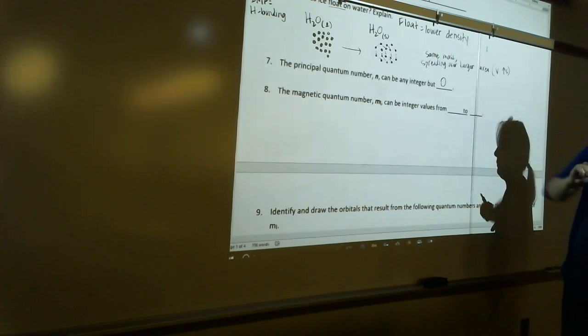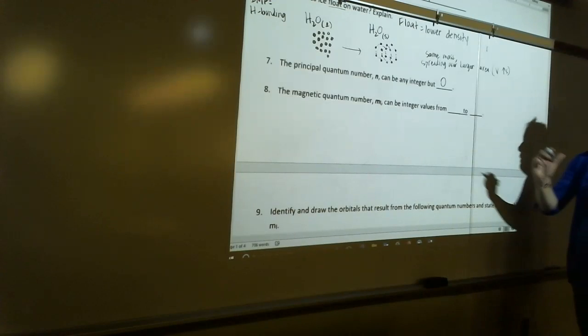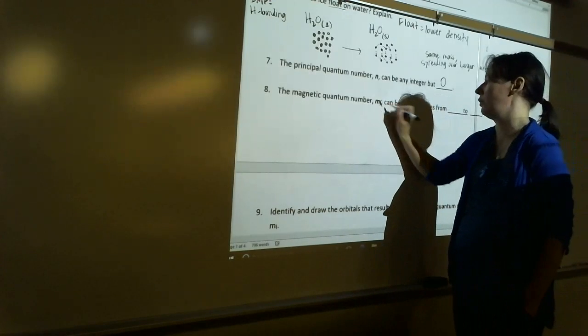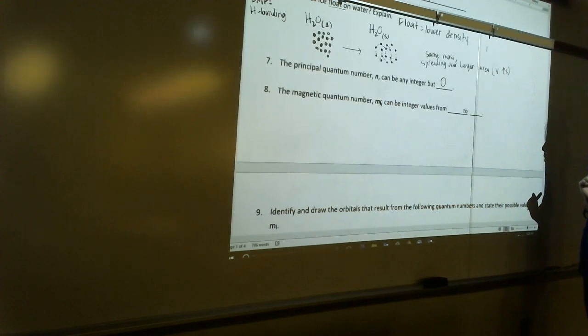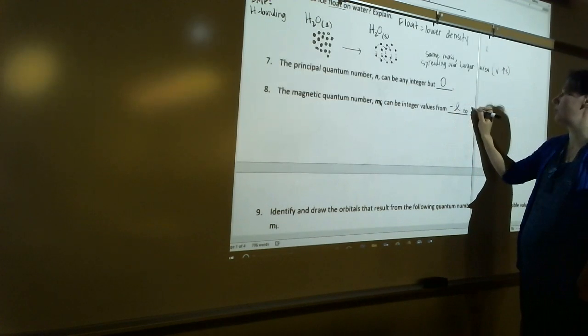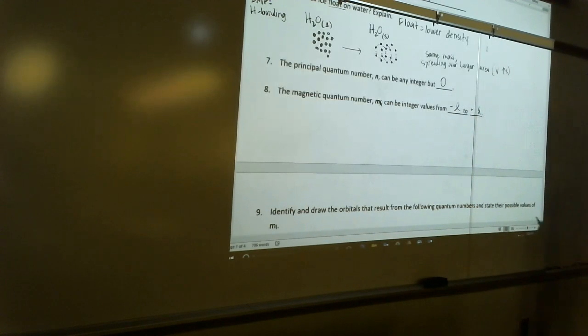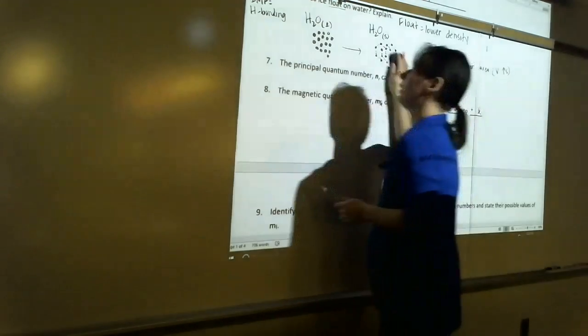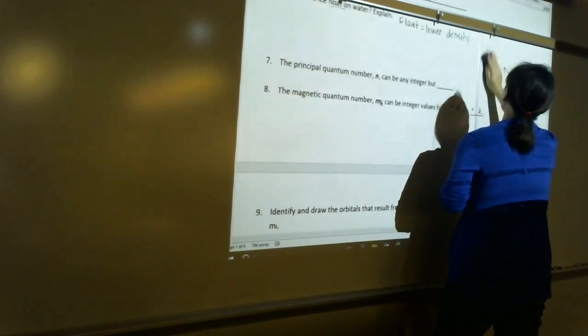That doesn't make sense. The magnetic quantum number m sub L, and I usually put this in cursive just so you can tell it from a 1. I just got lazy. The magnetic quantum number can be integer values from what? What's the range for m sub L? Negative L to positive L. That's right. All right, let's move along.